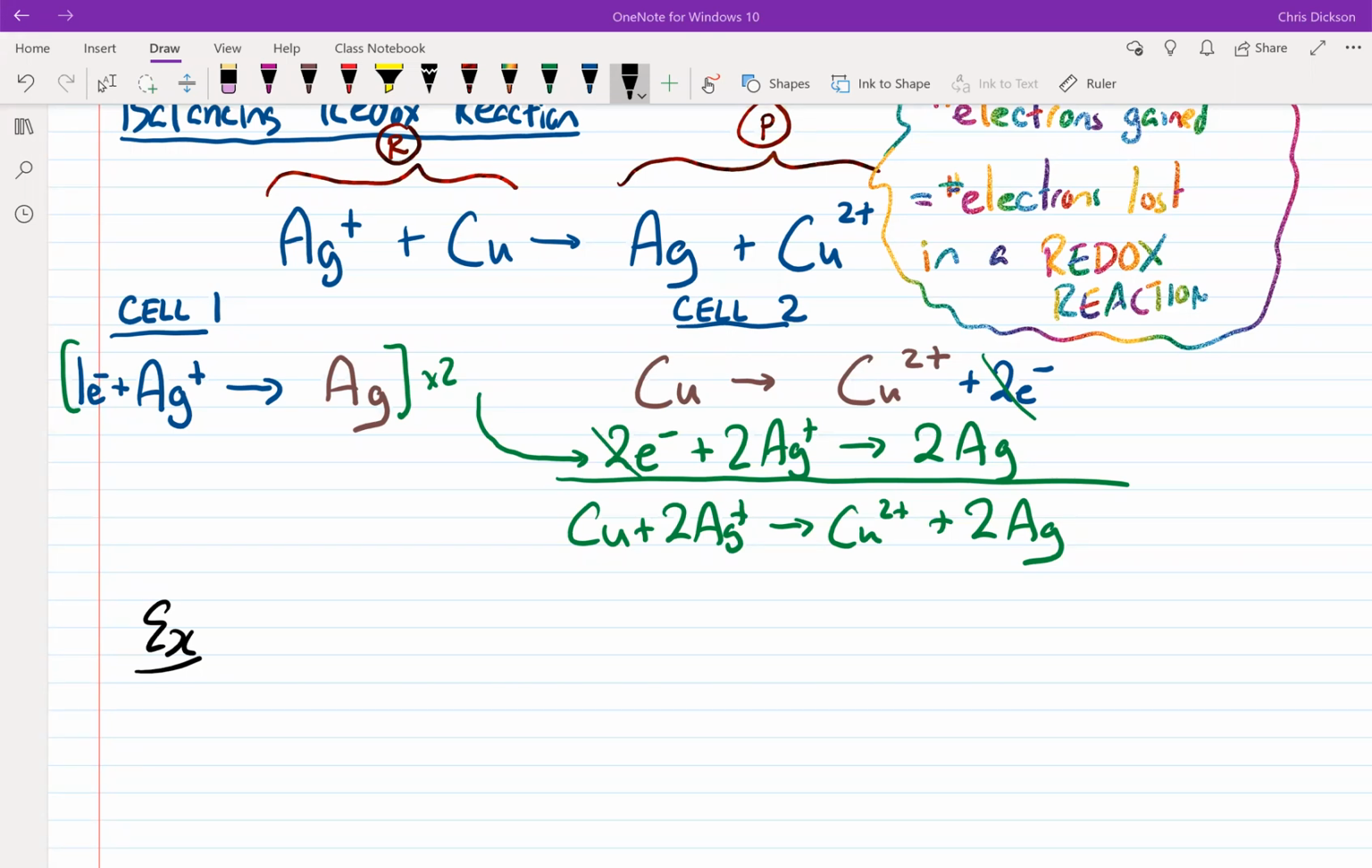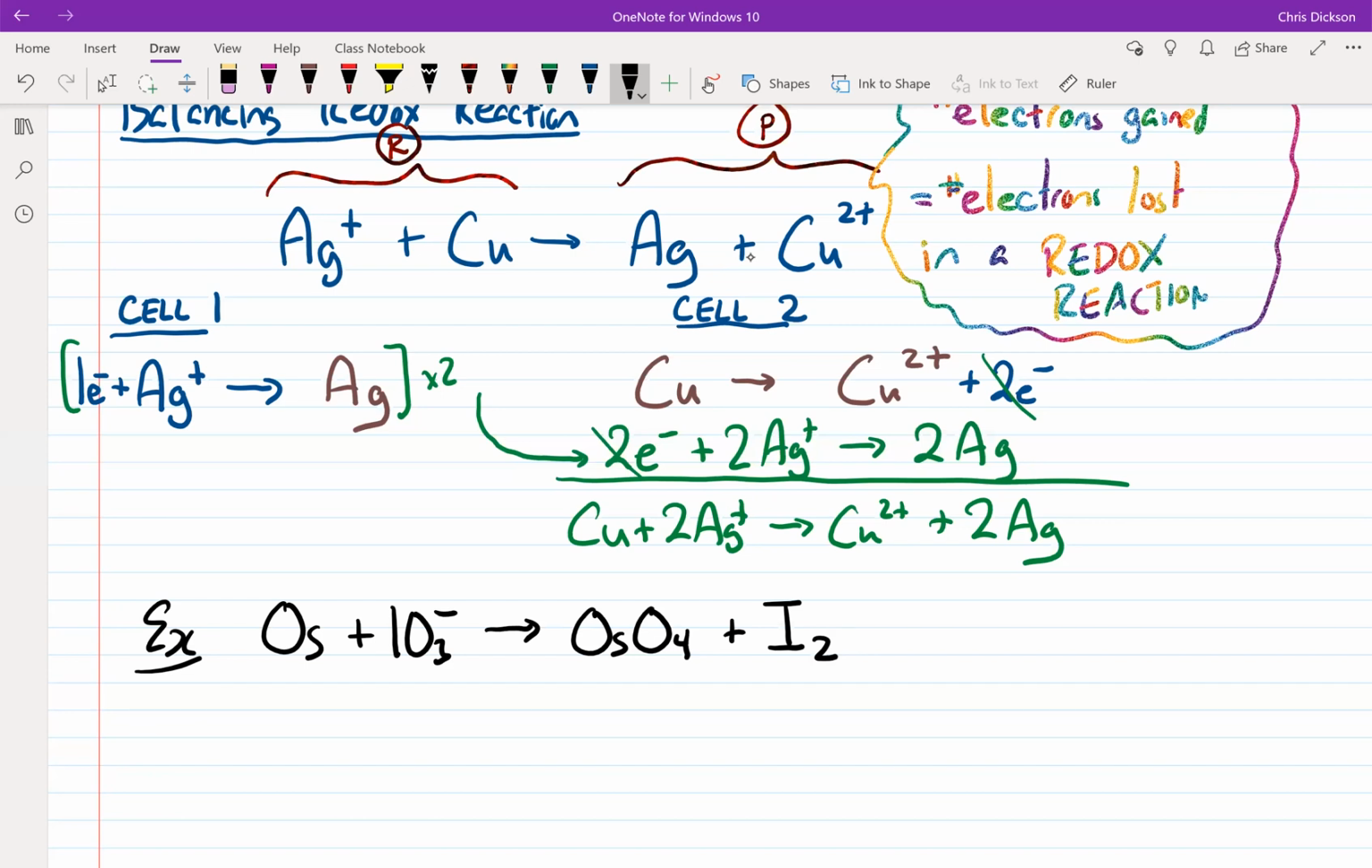Okay, so we're gonna take a look at osmium plus IO3 minus going to form OsO4 plus I2. Okay, so this is a bit more complicated looking. And so we're being asked to balance this reaction, balance this full reaction here.